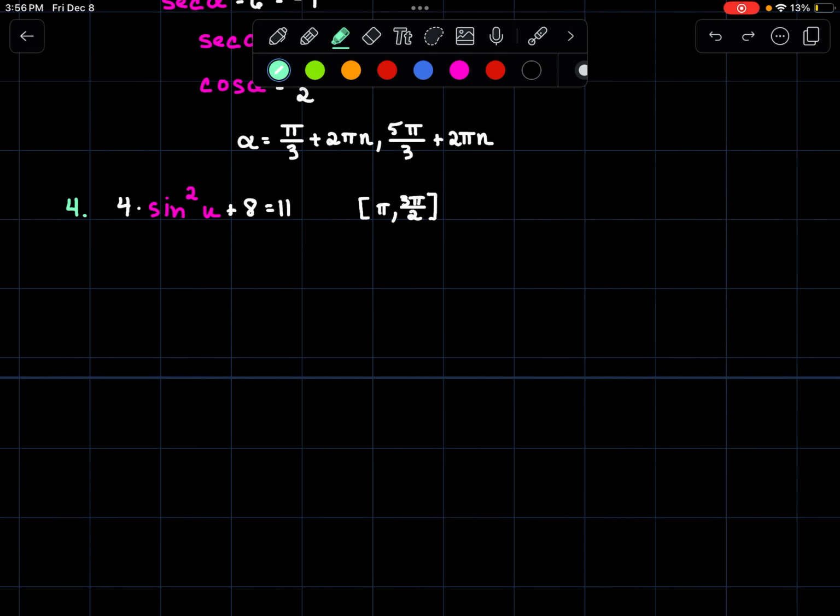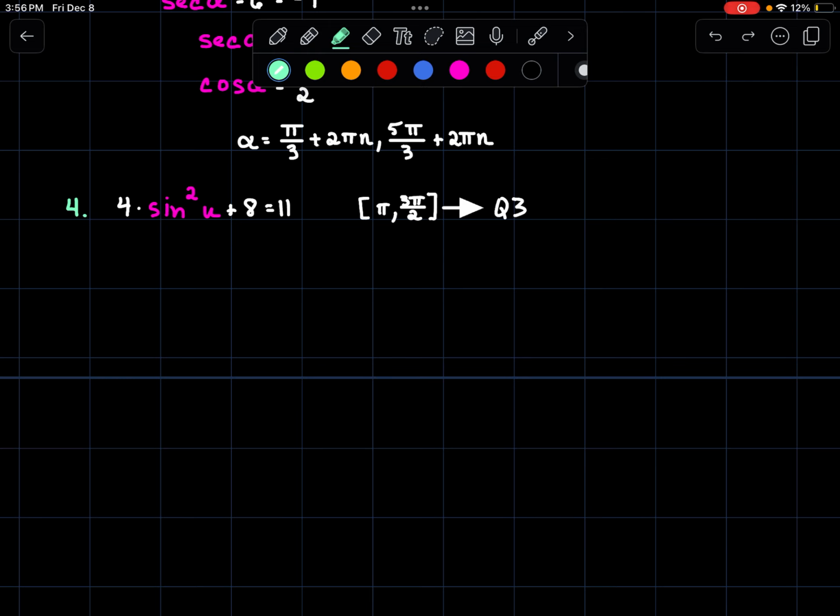How about dealing with some type of quadratic involved? All right, and you may also notice that our interval has changed now. Now we're only going from pi to 3 pi over 2. Now, if you, again, look at your unit circle, this is just quadrant 3. So there may be solutions that are within the entire unit circle, but I'm only concerned about the solutions for this sine value that's in the third quadrant.